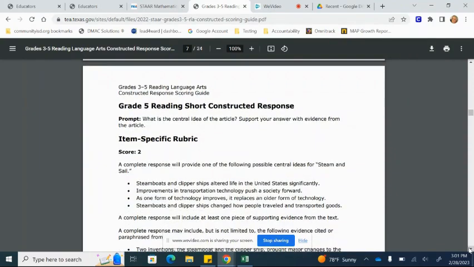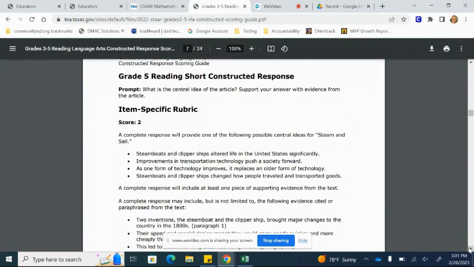Keeping on. All right, and so this is a grade 5 reading short constructed response. So keep in mind the short constructed responses that are part of a reading passage are worth 2 points. So it gives you an example of the prompt. What is the central idea of the article? Support your answer with evidence from the article. So this is worth a point, and then this is worth a point. So the central idea is one, support is the other.